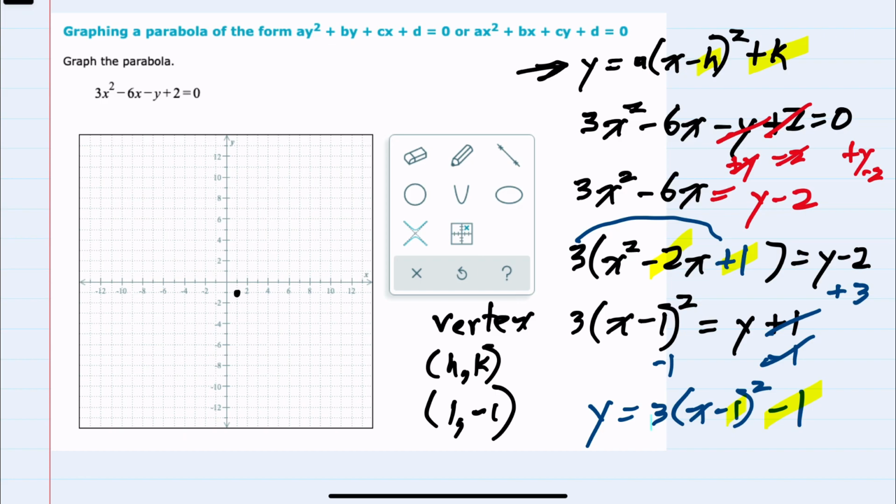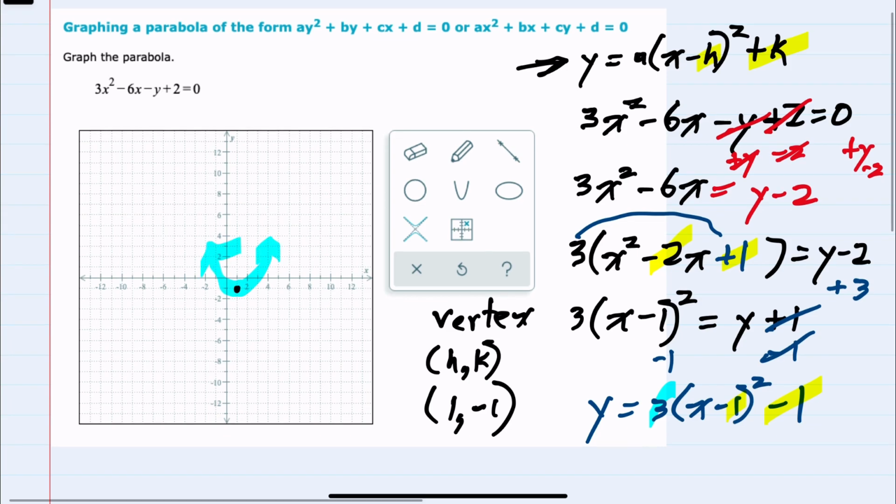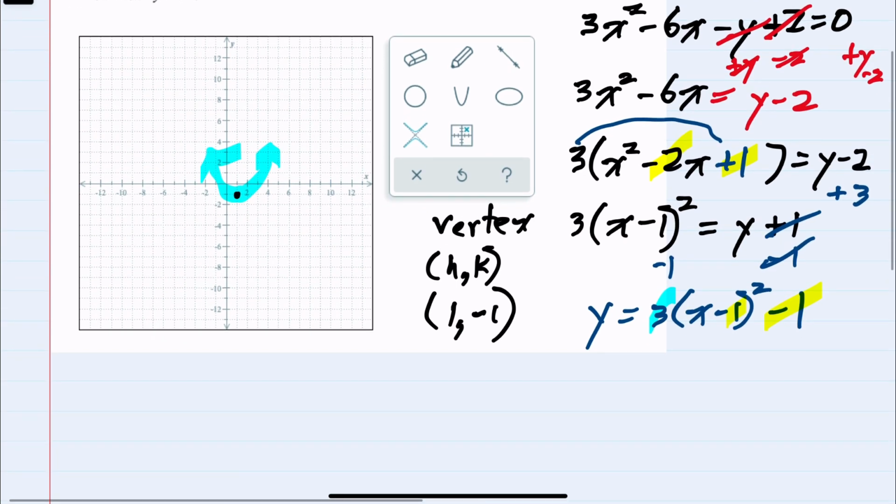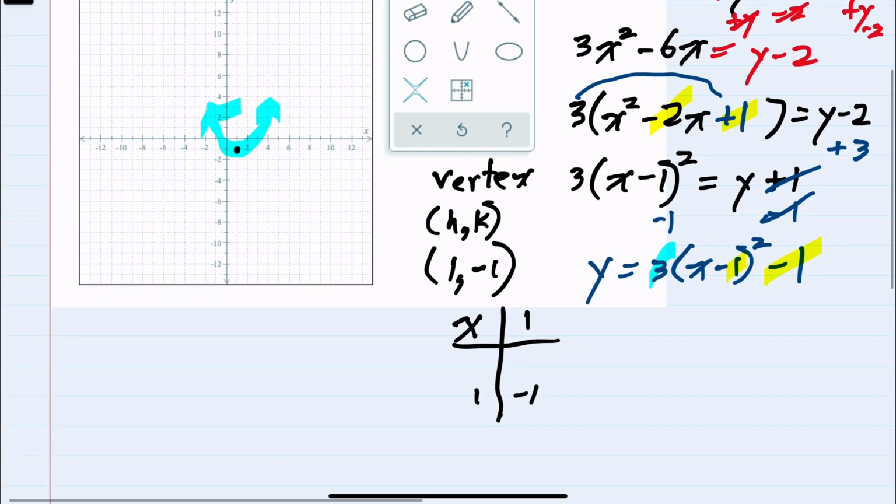And I know that since the a value is 3, it's positive, it's going to be opening up. So I know that we'll have this basic form. To get a sense of how steep it opens up, I can choose a couple of values on the left and right. So we have our vertex 1, negative 1. I like to go at least a couple of values to the left and right. So I can go a couple of values to the left for negative 1. A couple of values to the right would be 3.